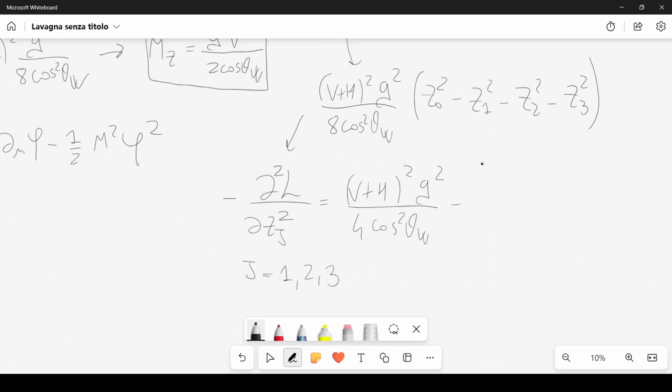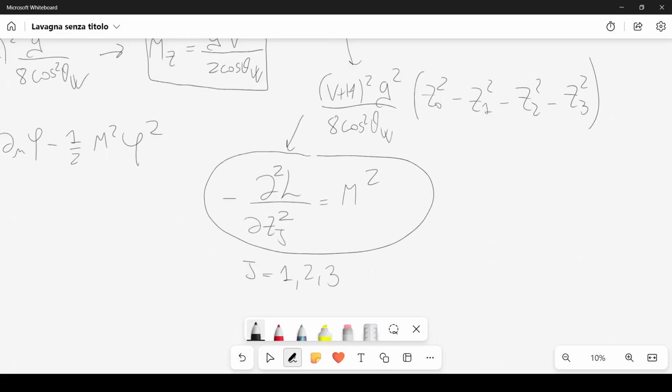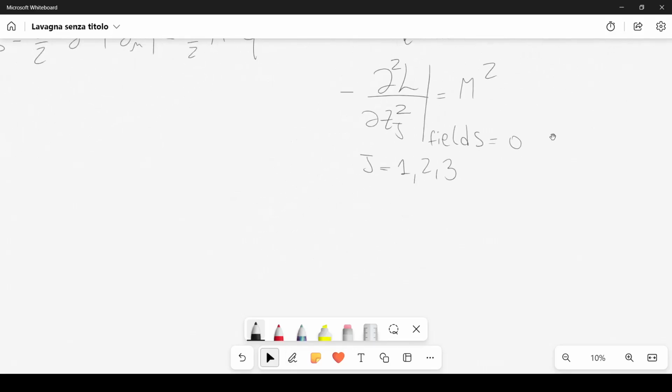So in general, if you are considering a specific field, here you have the mass squared. So you can define the mass like this, and you have to turn all the fields off. So it means that the fields should be set equal to 0 if you're going to consider this formula here. So let me give you some more examples.